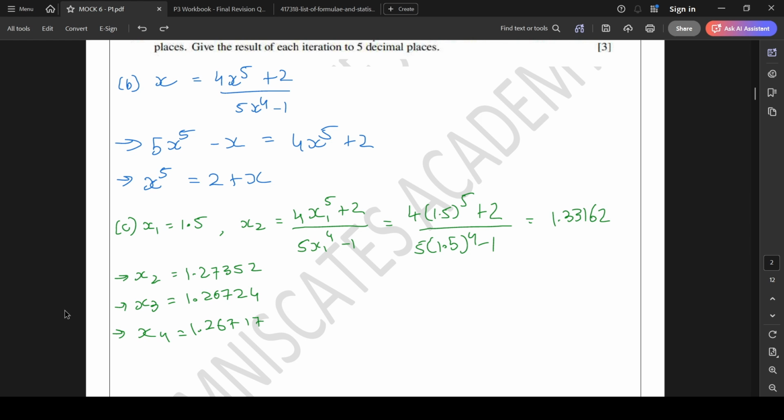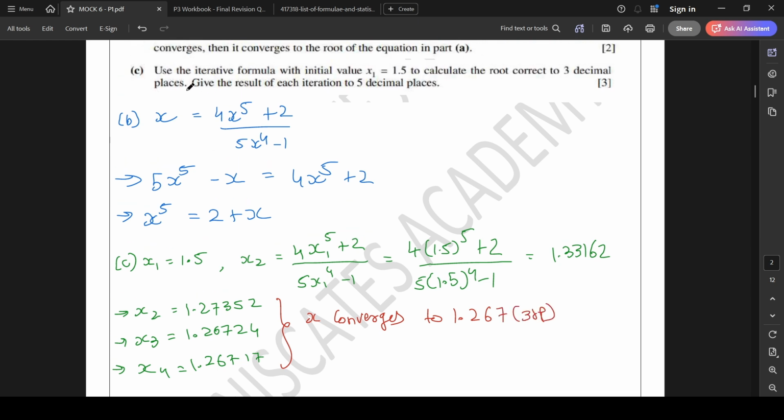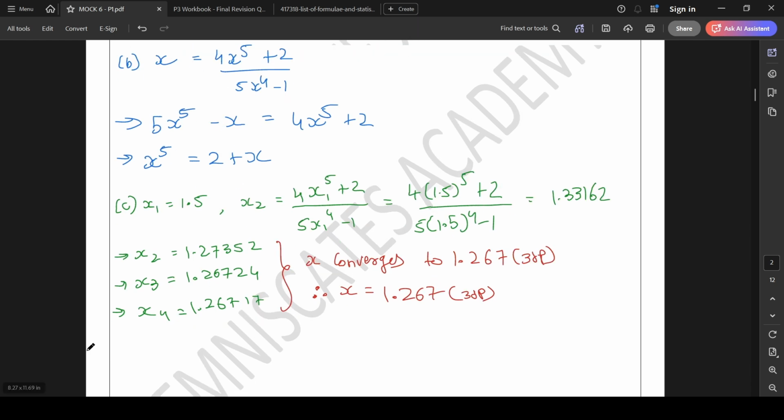So over here you can conclude x converges to 1.267 correct to 3dp. And because you are supposed to find the root correct to 3dp, you can say that therefore x is equal to 1.267 (3dp). And you are done with the C part as well.